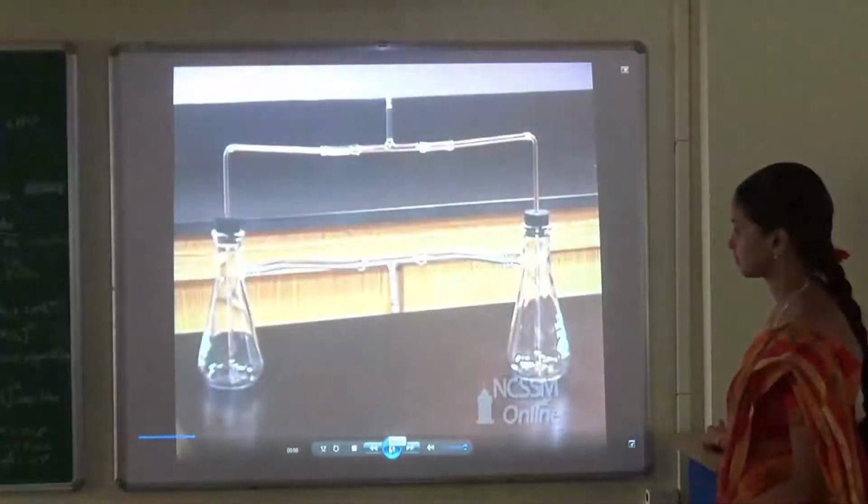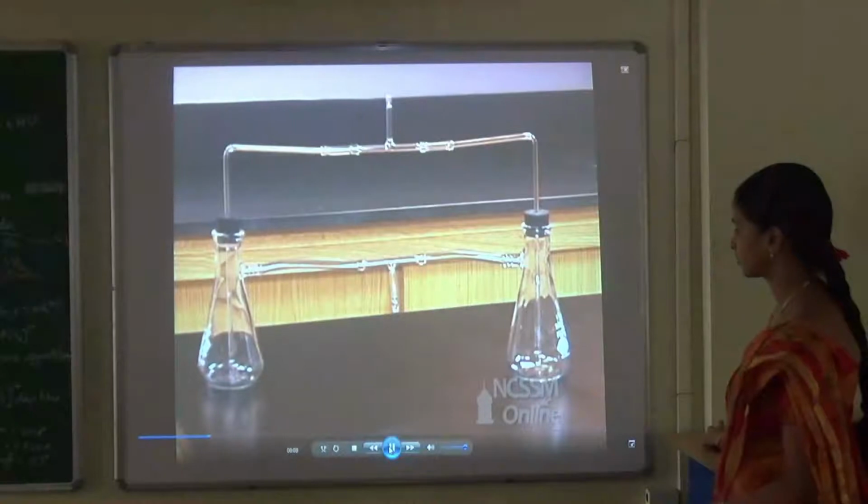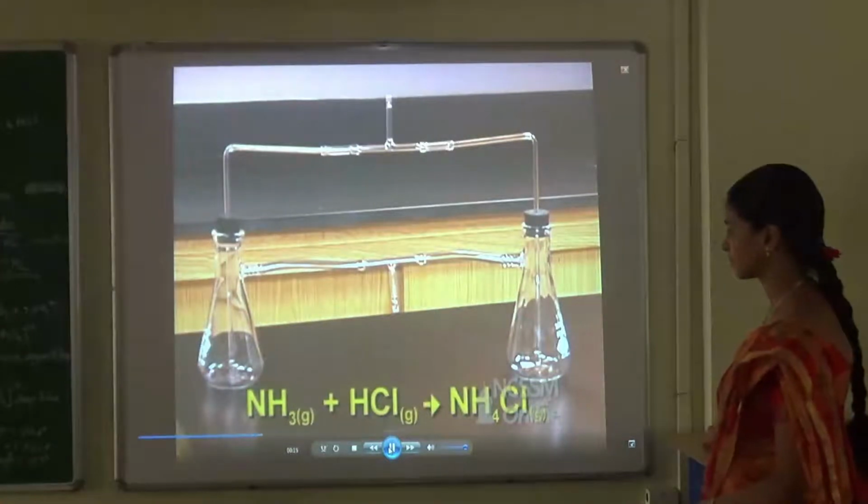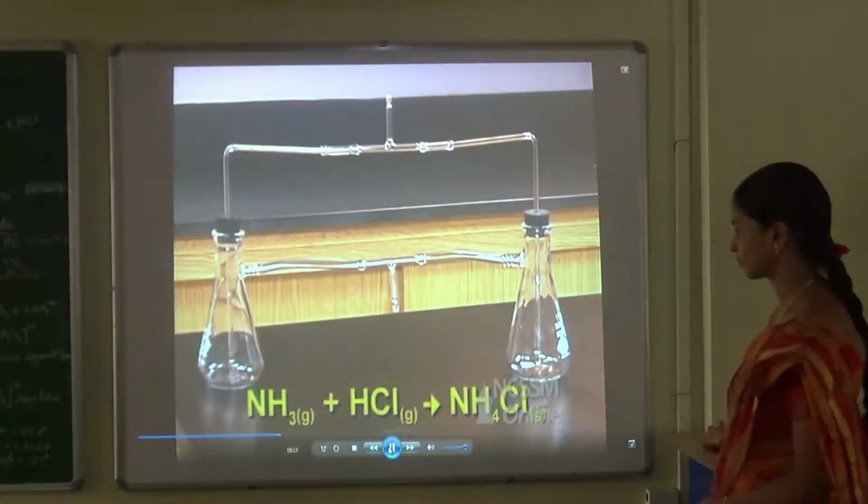We're going to look at an acid-base reaction between HCl gas and ammonia gas. There's still a transfer of hydrogen ion from the acid HCl to the base ammonia.